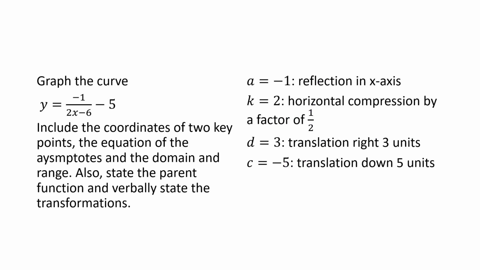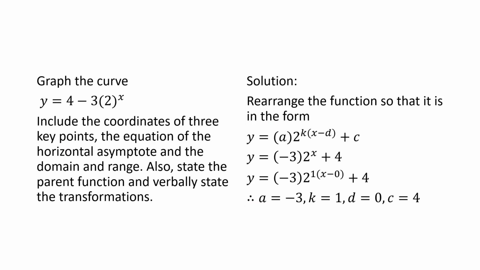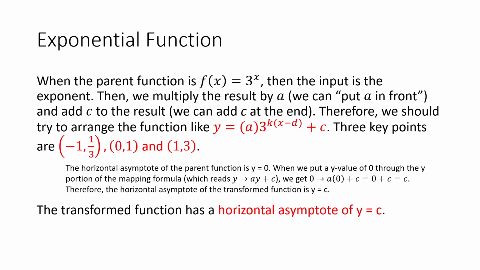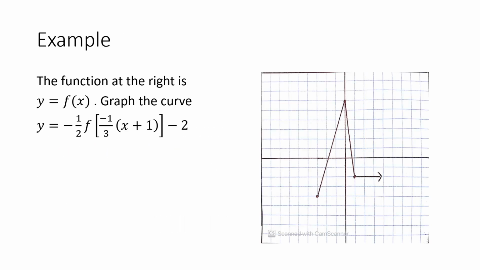Our transformations are a equals -1, meaning there's a reflection in the x-axis, k equals 2, meaning there's a horizontal compression by a factor of a half, d equals 3, meaning there's a translation right 3 units, and c equals -5, meaning there's a translation down 5 units. We're not going to deal with the exponential function right now, and we are not going to deal with sine x and cos x right now, but we'll jump towards the end.